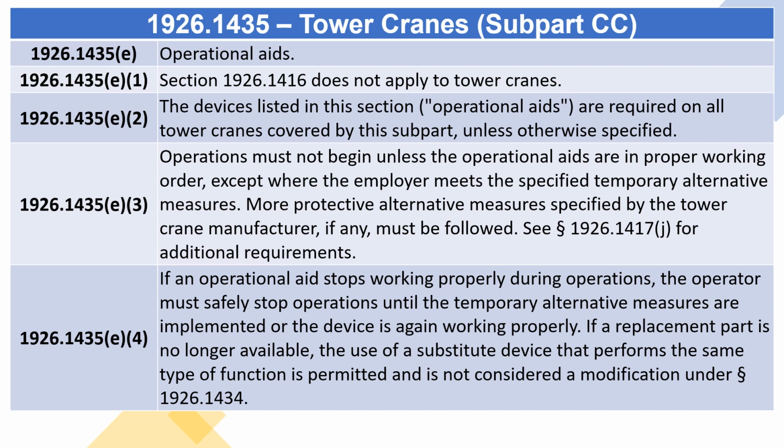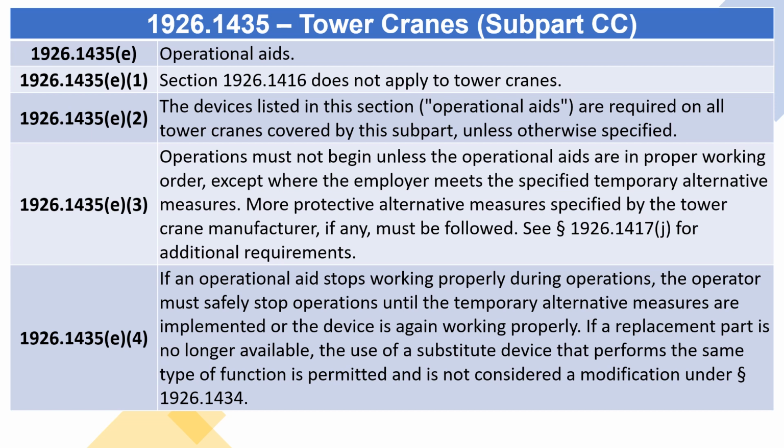1926.1435(e)(3). Operations must not begin unless the operational aids are in proper working order, except where the employer meets the specified temporary alternative measures. More protective alternative measures specified by the tower crane manufacturer, if any, must be followed. See Section 1926.1417(j) for additional requirements.